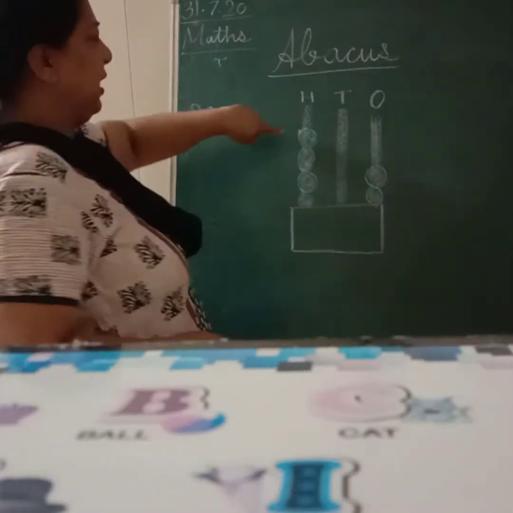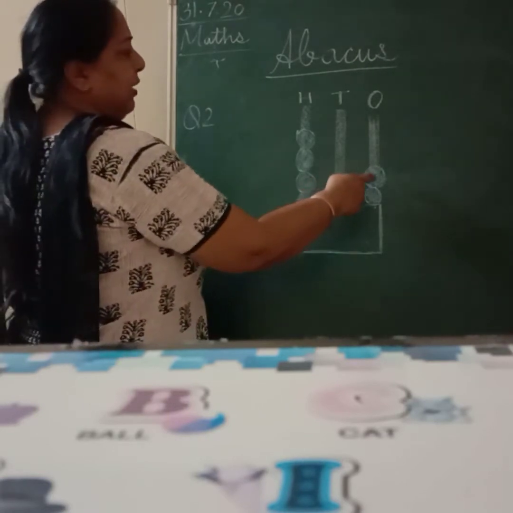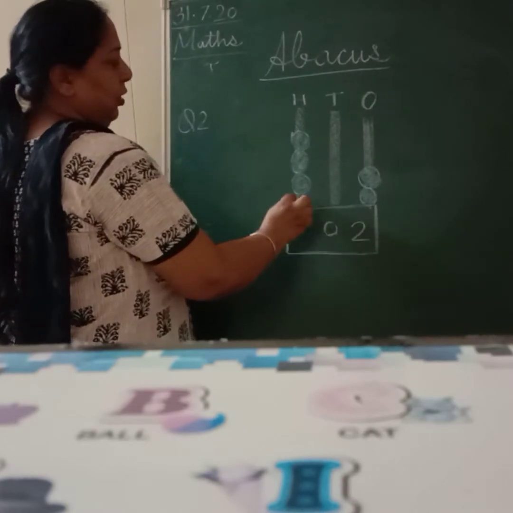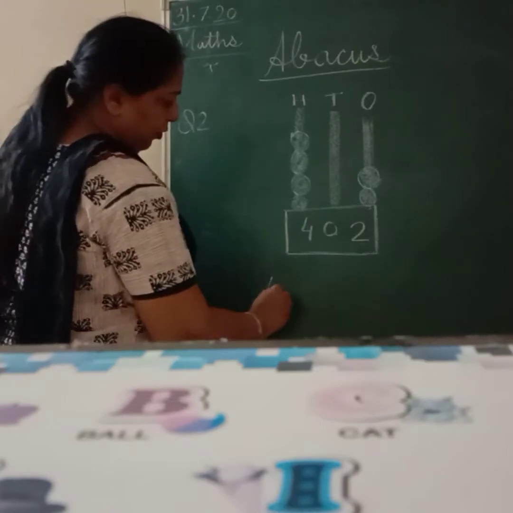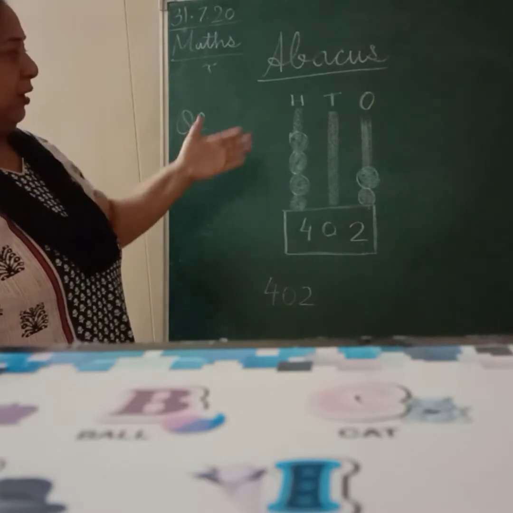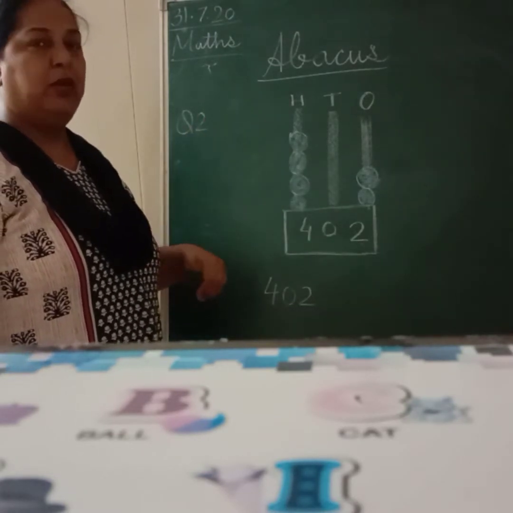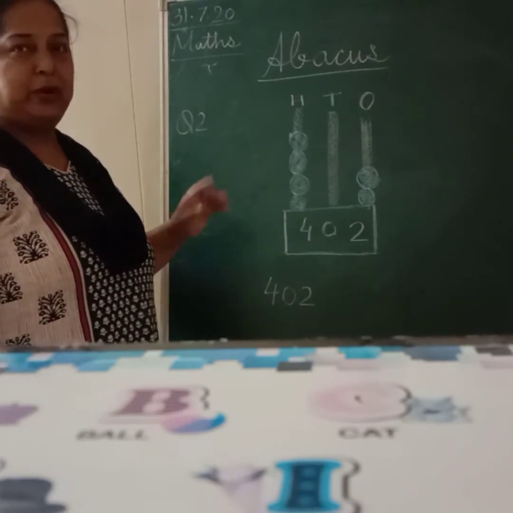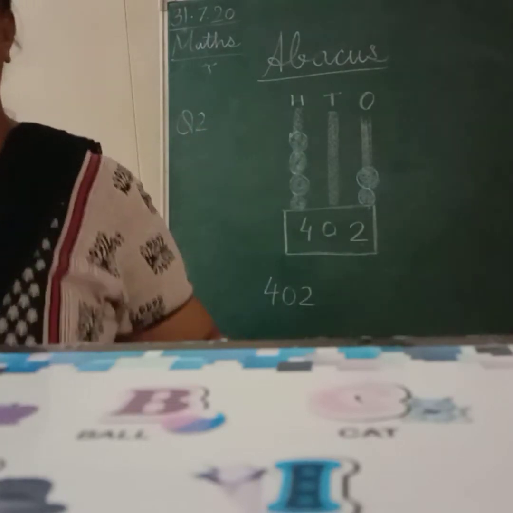Now beads are there on the spikes, and you have to frame the number. How many beads are there? 2. No beads, 0. 1, 2, 3, 4. 4 beads. So the number you got is 402. So you will get the question in two ways: you have to draw beads, or beads are there and you have to frame numbers. So in both ways you have to do the exercises. I hope you understood how to represent numbers on the abacus.